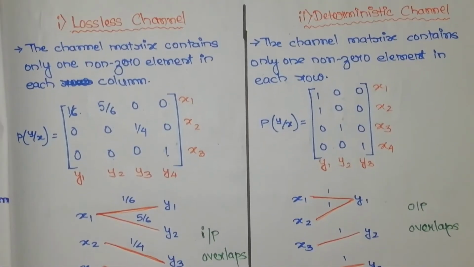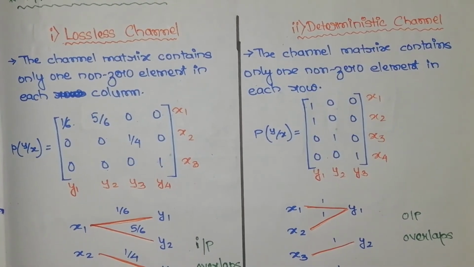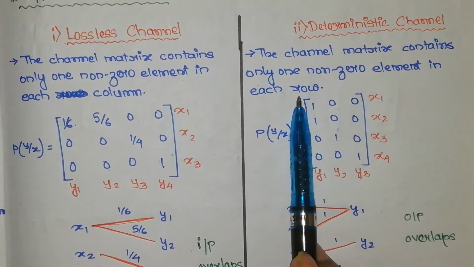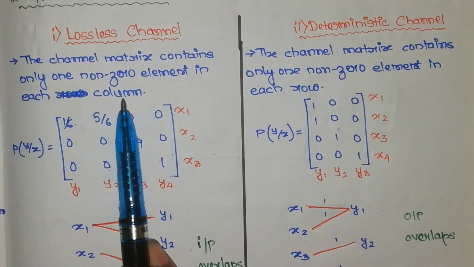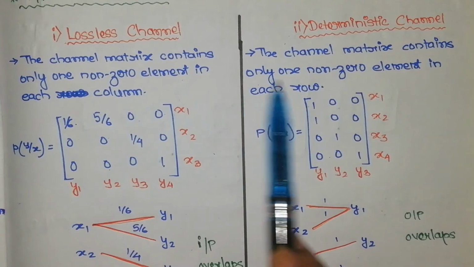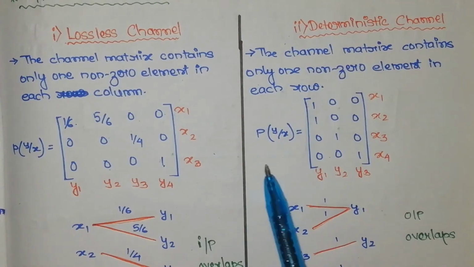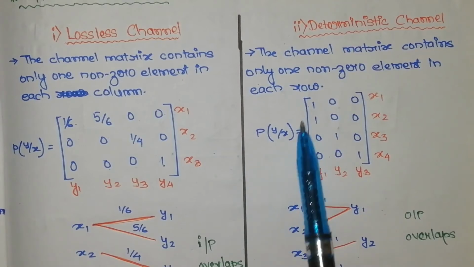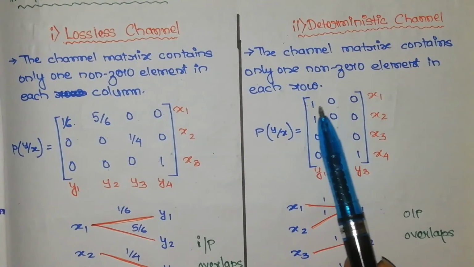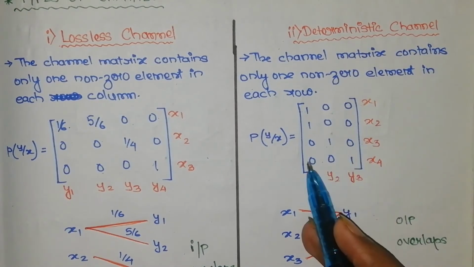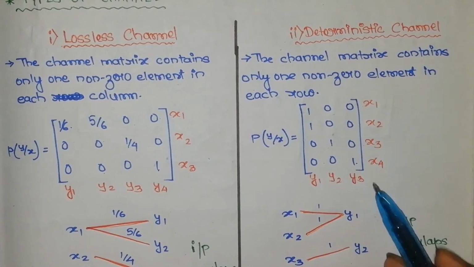Now the second type of channel is the deterministic channel. So how can we identify that it is a deterministic channel? The channel matrix will contain only one non-zero element in each row. Remember that for lossless channel there will be only one non-zero element in each column, but for deterministic channel there will be one non-zero element in each row. So an example of the transition matrix of this type of channel will be P(y/x) is equal to, in the first row 1 0 0, second row 1 0 0, third row 0 1 0, fourth row 0 0 1. So there are 4 rows and 3 columns.